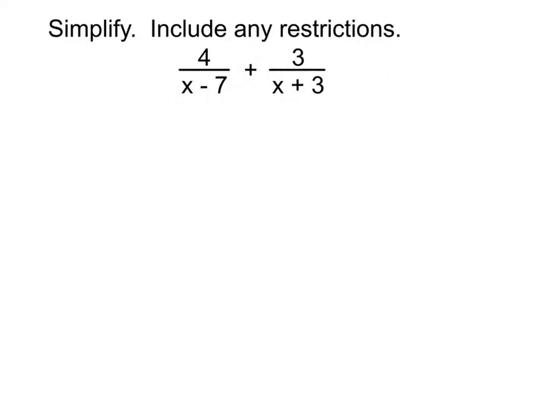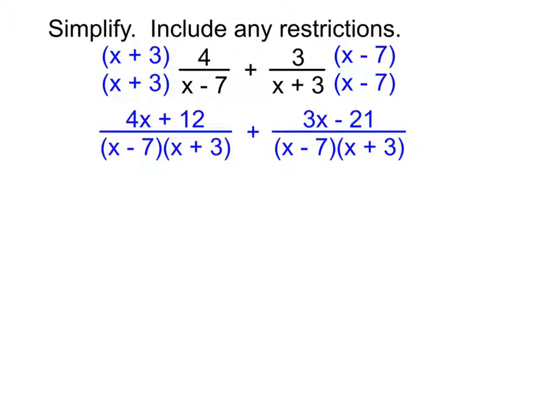Since there isn't anything common between these two denominators, I can't just add 10 or something like that. I have to multiply. The only way to get a common denominator is to multiply them by each other. And so when we multiply it out, this is what I would write out for my step.